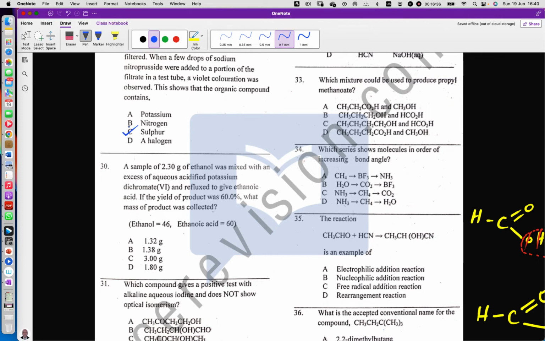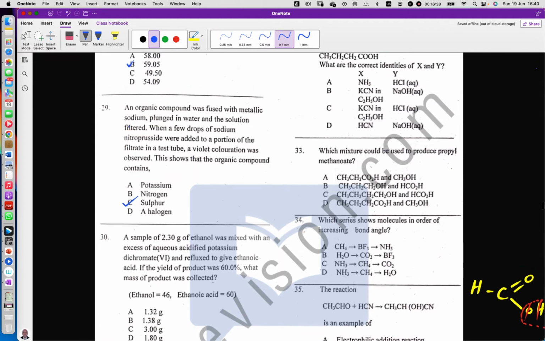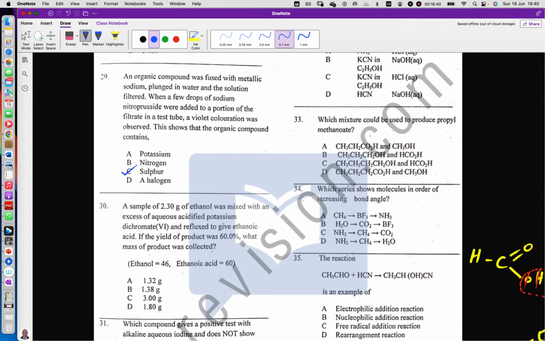Question number 29, C is the right answer. Question number 30.